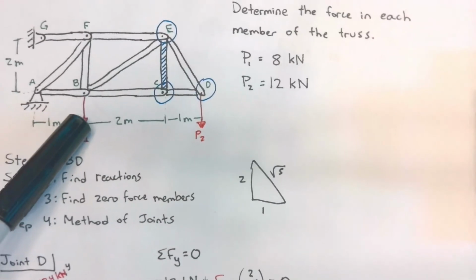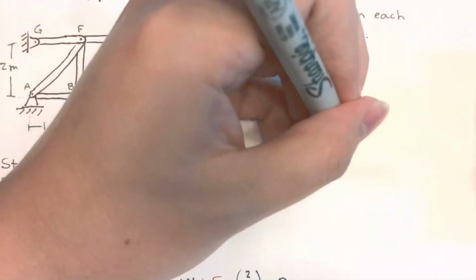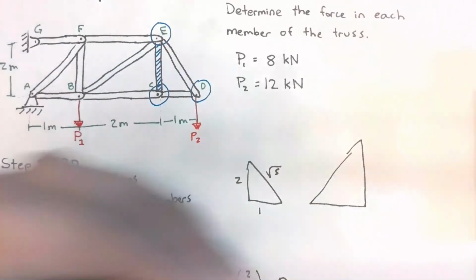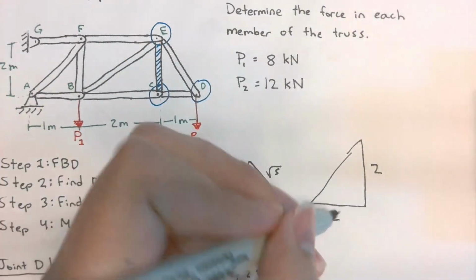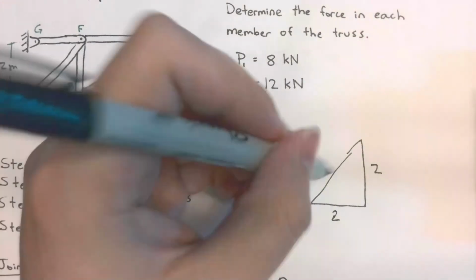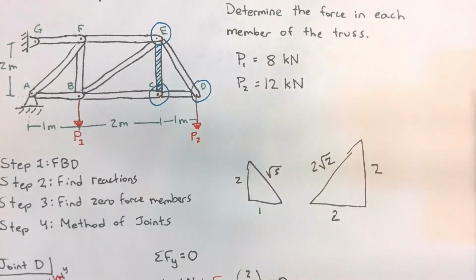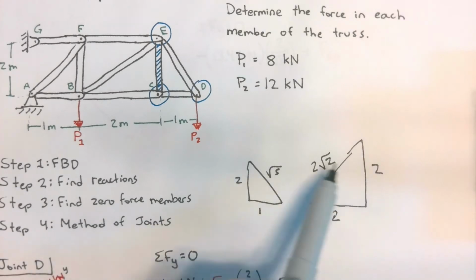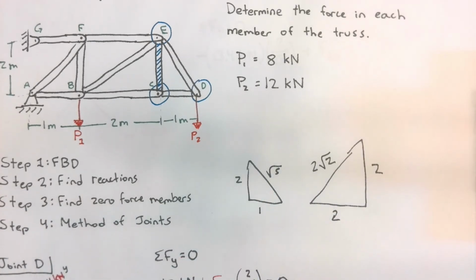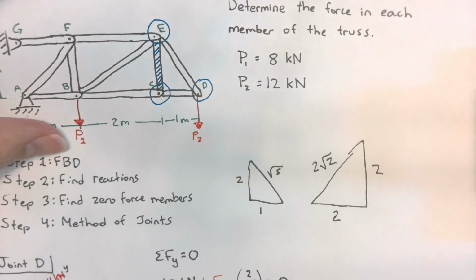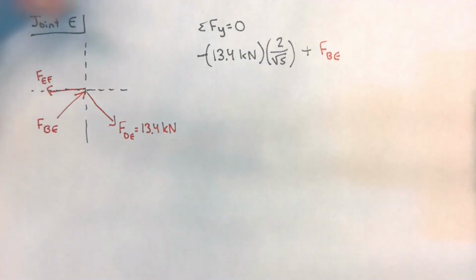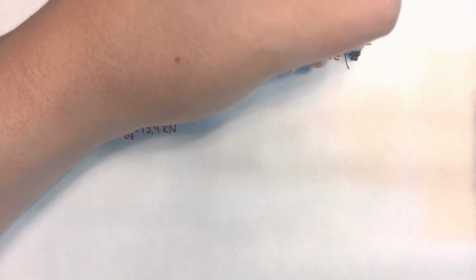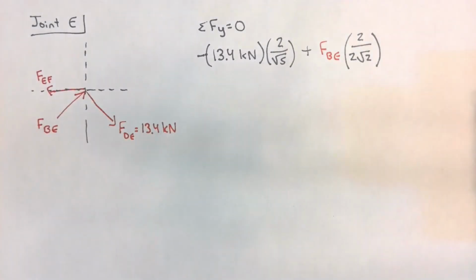If you look at the truss diagram again, we have 2 meters in the horizontal and 2 meters in the vertical. So our triangle looks something like this, where you have 2 meters, 2 meters, and if you use the Pythagorean Theorem, this should be equal to 2 root 2. Okay? That means that my slope, doesn't matter if it's horizontal or vertical, the slope should be the same, just 2 over 2 root 2, or just 1 over root 2, whatever you prefer. So in this case, my slope will be 2 over 2 root 2. These are my only forces in the y direction, so this should equal 0.